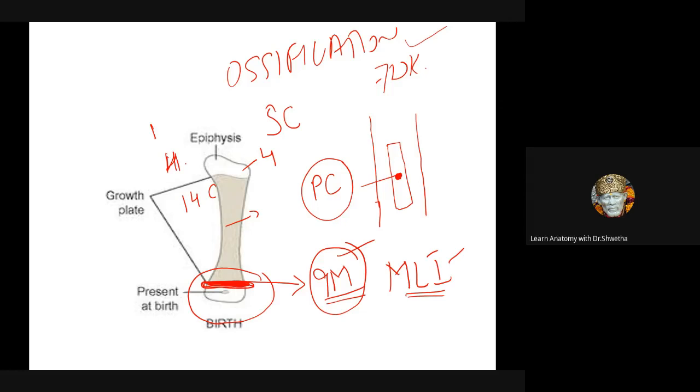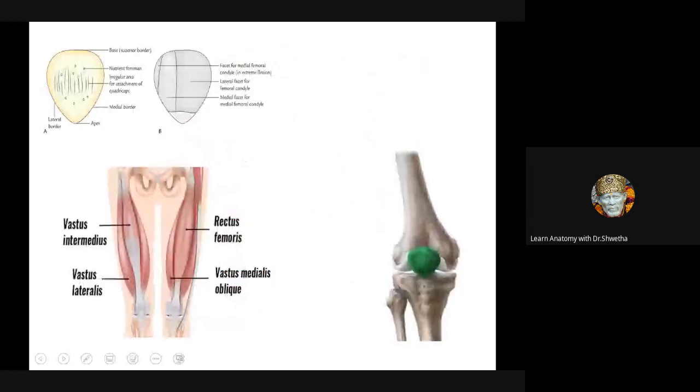Now this is not asked, but I will tell you, very easy. Head is 1, greater trochanter 4, lesser trochanter 14. 1, 4, 14. The fusion with the shaft occurs at 16, 17, 18. The lower end fuses with the shaft at 20 years. That is why after 20 years, absolutely no growth occurs. Now there's one more MCQ question, students.